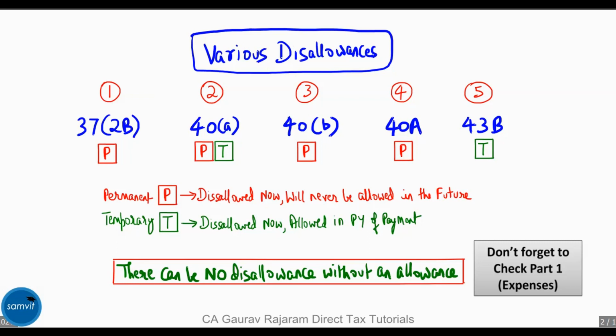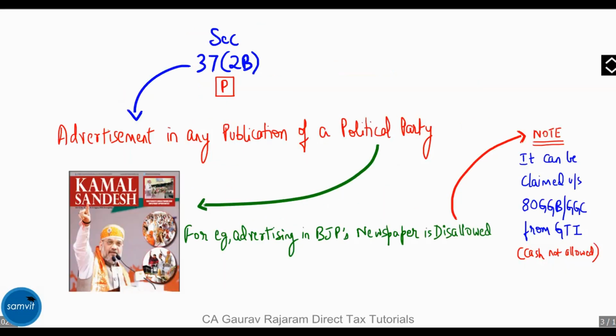T refers to temporary disallowances. These are expenses which will be disallowed now, but which may be allowed in a future year on the basis of the payment. Remember one important concept, that there can be no disallowance without an allowance. To understand allowances in detail, do check out part 1 of the series relating to expenses.